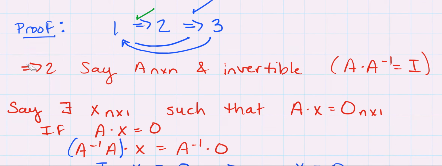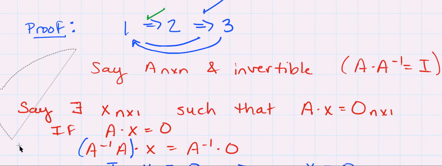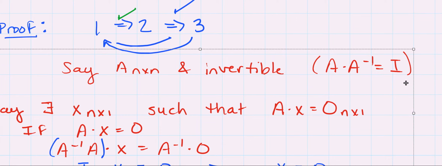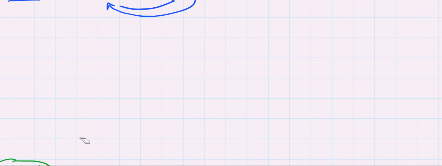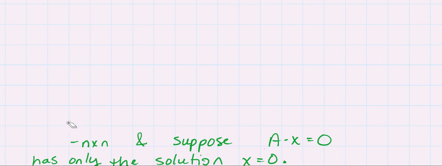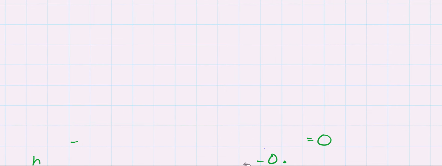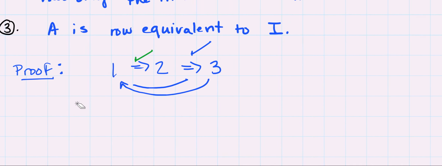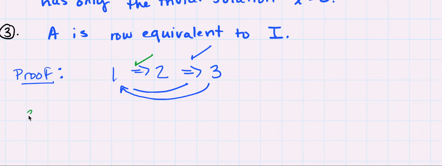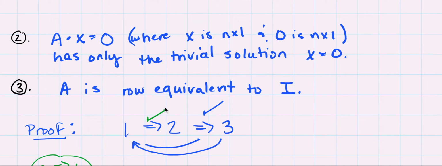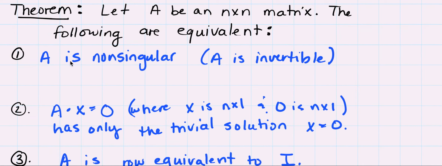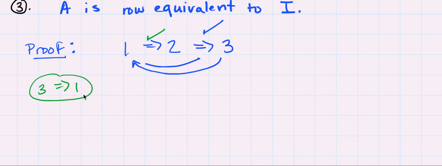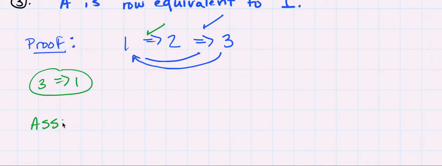I'm going to need to make some space, so I'm going to do this here. Just make sure I have some space. Okay, let's show that 3 implies 1 and we'll be done. So 3 is A is row equivalent to the identity matrix. Let's show that A is non-singular or A is invertible. So we're going to assume A is row equivalent to the identity matrix.